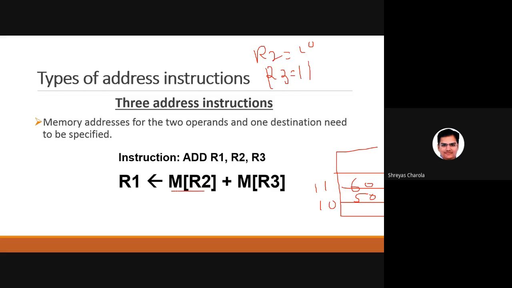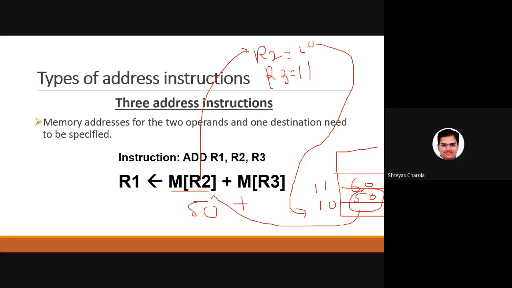So when I write M[R2], it will go to R2. What is the location? 10. So again it will come back. What is the content? 50 will be added plus the memory location of R3. Again it will go to R3. What is that? 11. What is the data? 60. 60 will be added and then it will be stored into R1. Okay, this is what we call 3 addressing. If it is directly R1 and R2, if you want to use registers, add R2 and R3, the data will go directly. Okay, this is what we call indirect addressing modes. Okay, so this is a 3 address instruction.